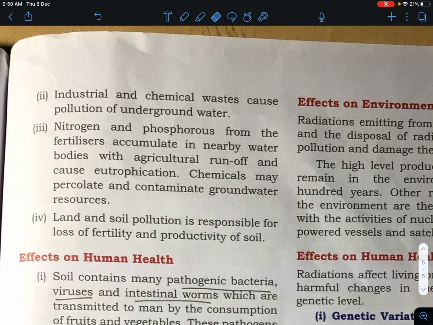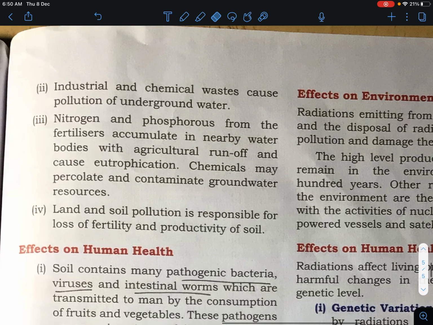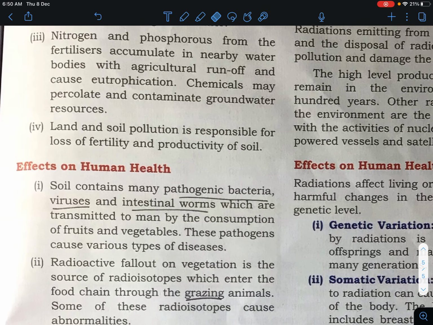And the chemicals may percolate. These chemicals may percolate or enter into water bodies and contaminate groundwater resources also. Land and soil pollution is responsible for the loss of fertility and the productivity of soil. What are the effects of soil pollution? That is, land and soil pollution is responsible for the loss of fertility and productivity of soil.